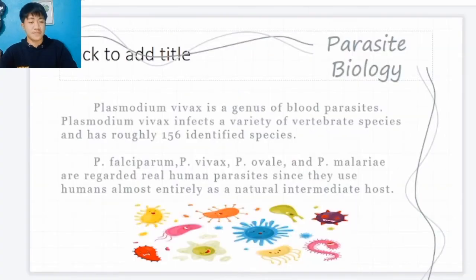P. vivax malaria. The parasite biology: Plasmodium is a genus of blood parasites that infects a variety of vertebrate species and has roughly 156 identified species. So P. falciparum, P. vivax, P. ovale and P. malariae are regarded as real human parasites since they use humans almost entirely as a natural intermediate host. P. vivax is the second most prevalent cause of malaria worldwide and the leading cause of malaria outside of Africa. They form hypnozoites, a small stage that nestles inside an individual liver cell.